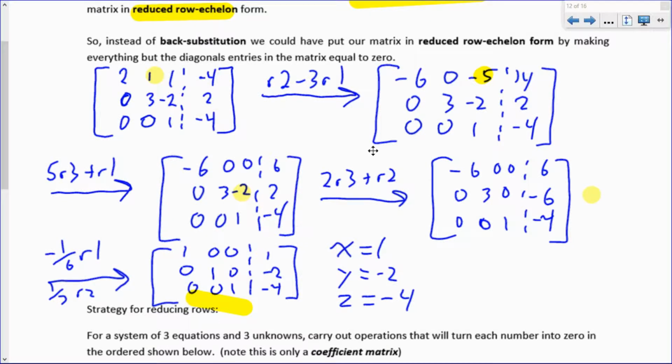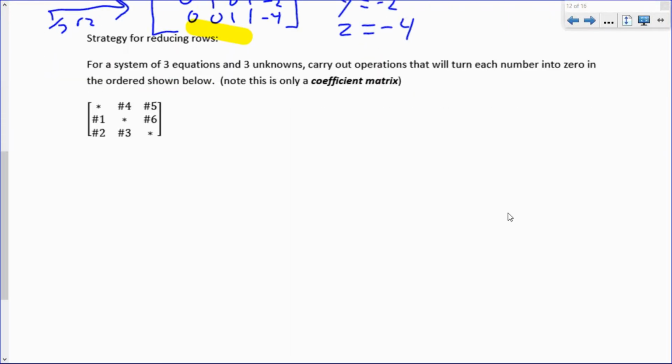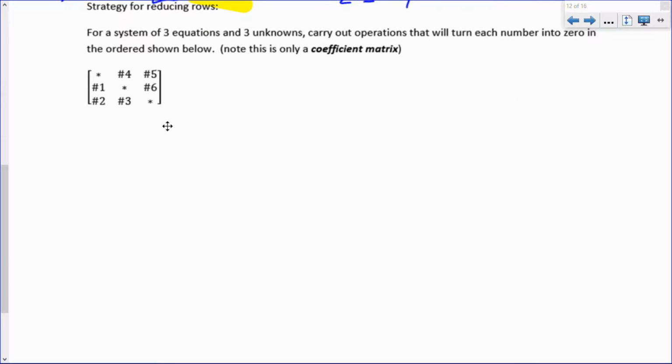But how did I decide what order to eliminate entries? There is a specific order that makes things a lot easier, and here it is right here. Okay, what I've noticed here, I'm just showing the coefficient matrix. I've left the constant part of the matrix off. But these are the order that I would recommend that you eliminate entries. Start with number 1, and then number 2, and number 3.